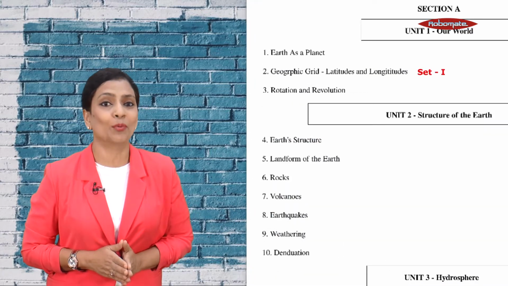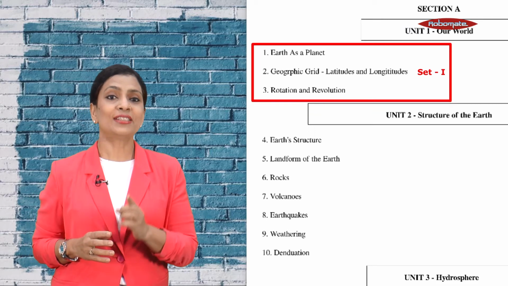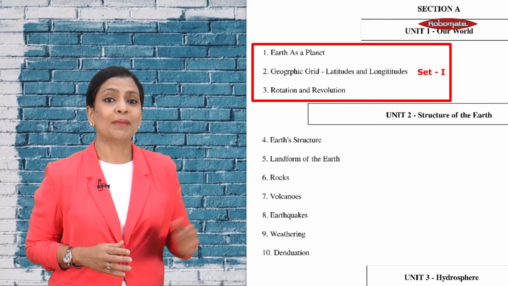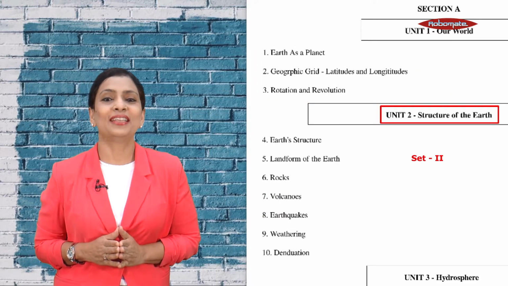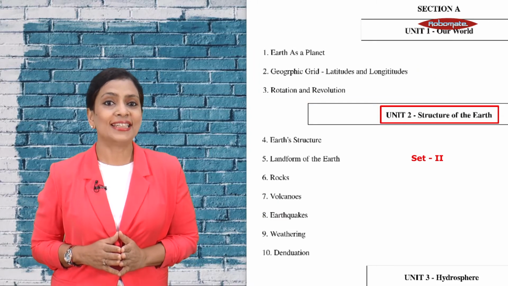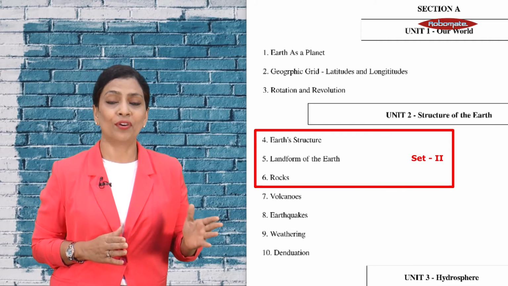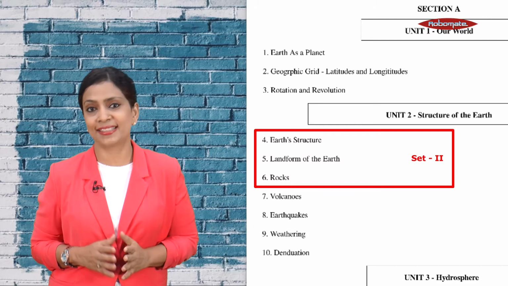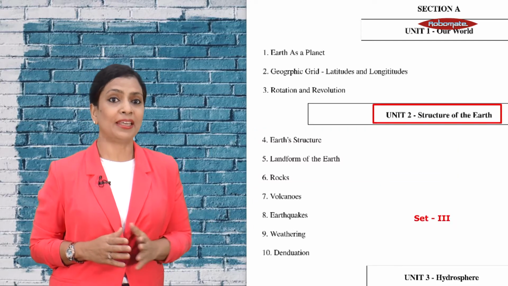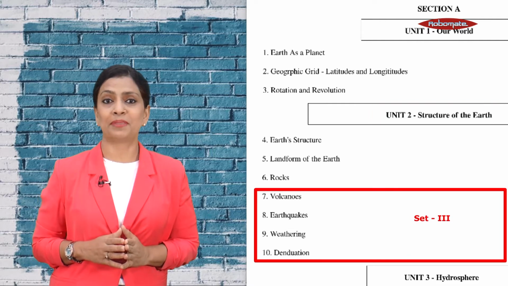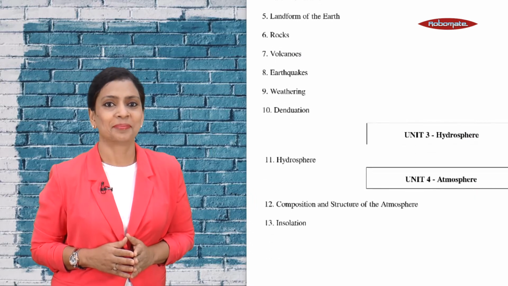Let's look at set 1. Now the theme of this set is our world and it consists of 3 chapters, chapter 1, 2 and 3. Set 2, the theme is structure of the earth and it is a set of 3 chapters, chapter number 4, 5 and 6. Set 3 continues with the same theme but this time there are 4 chapters here, chapters 7, 8, 9 and 10.